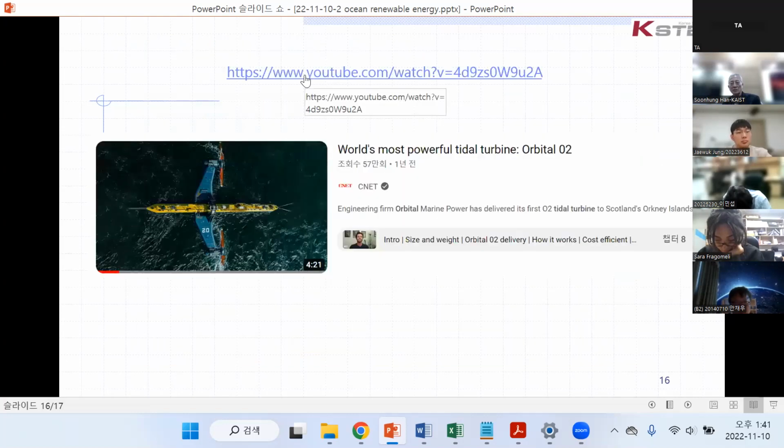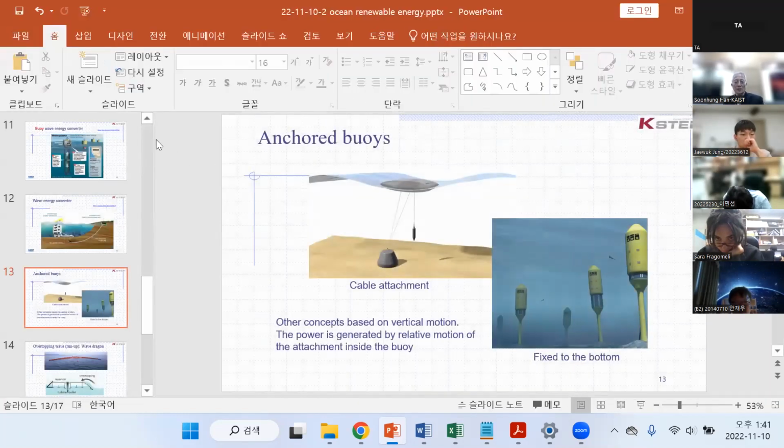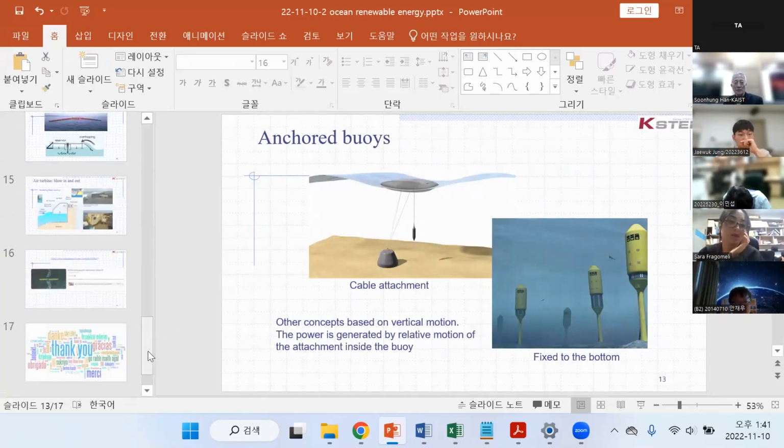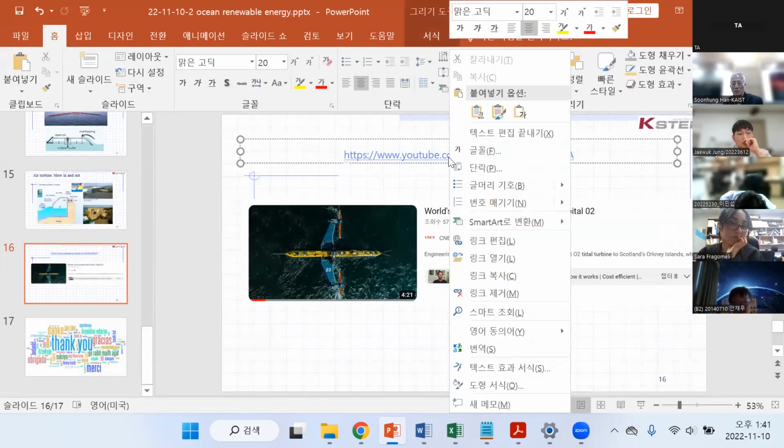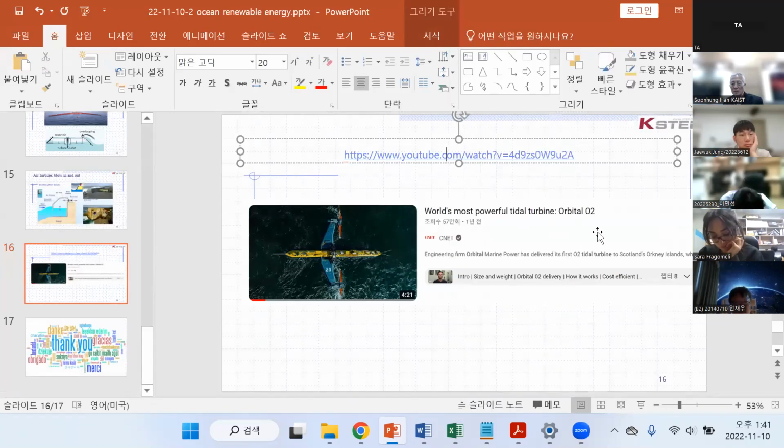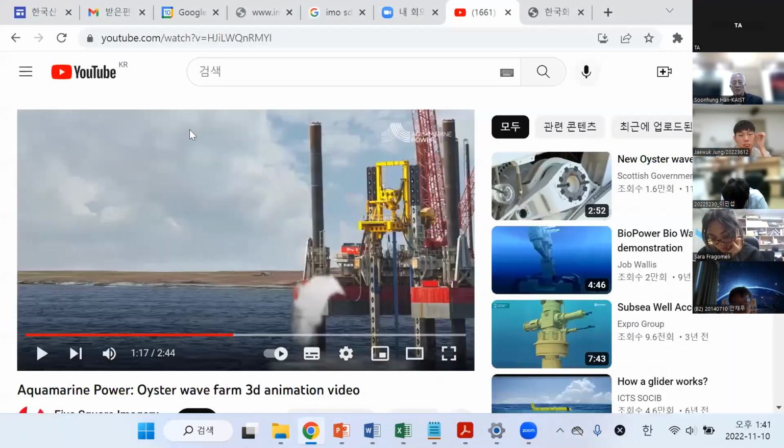Right. So also there is this, which looks like a final video. Final slide and video. This is the world's biggest tidal turbine. I'll show you.